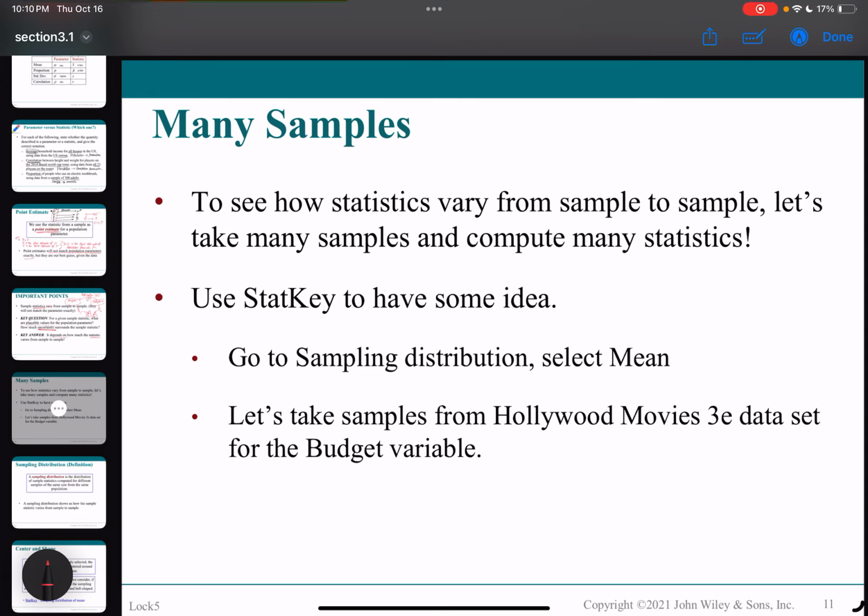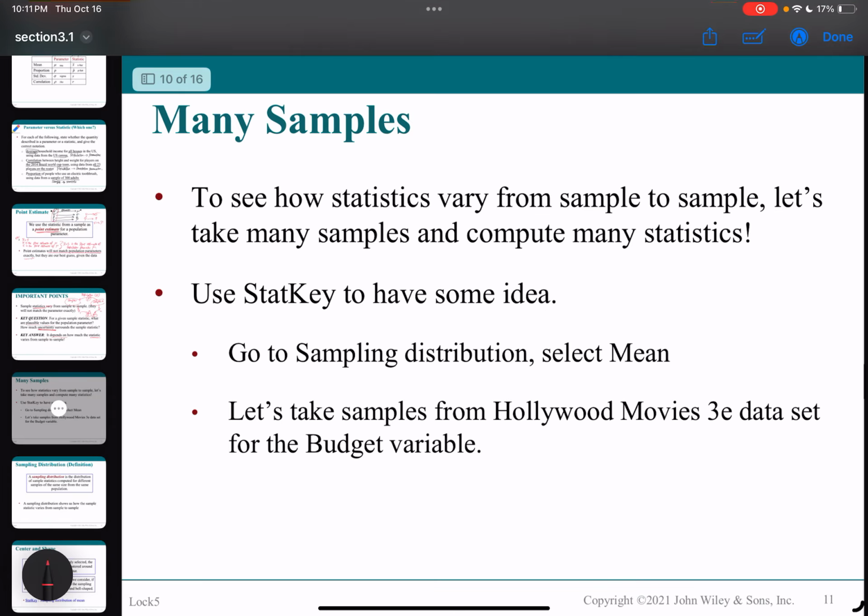Using the StatKey, you can simply go to the StatKey, and in the middle you can see there is something called sampling distribution, and click on the mean in the sampling distribution, and you can simply generate a sampling distribution that I showed you in the class. So here I'm not going to repeat the same thing again, so I'll skip this slide, but I need to explain what is going on with this sampling distribution.